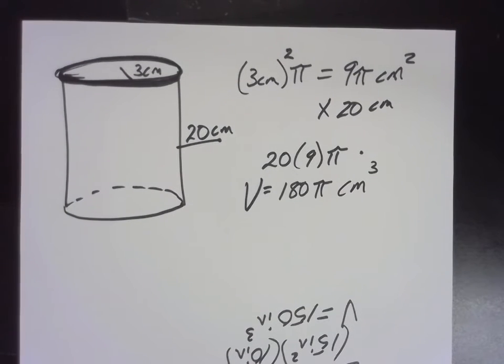That's all we have to do. Area of the base times the height. And that will give us the volume every time. You'll notice, if you look at the very, very back of the book where it has all those formulas for you.